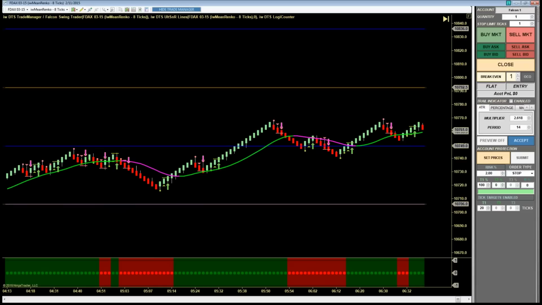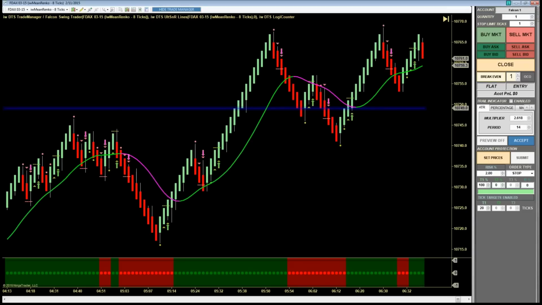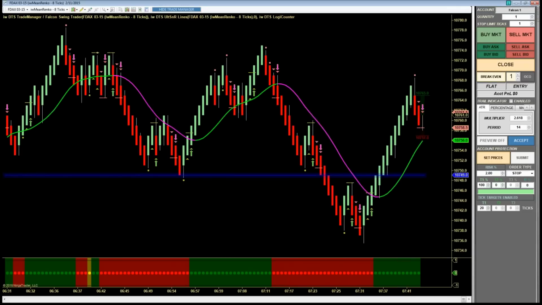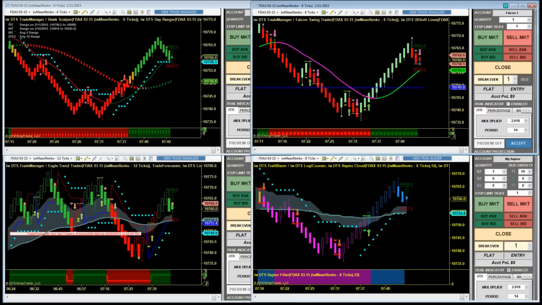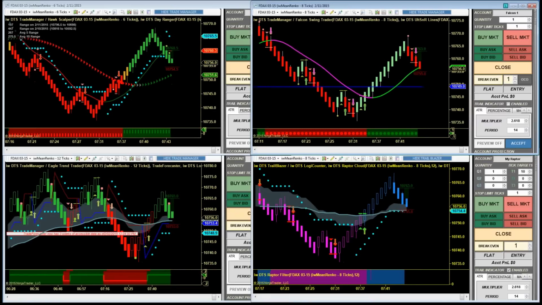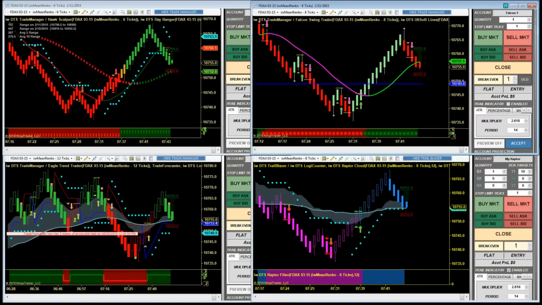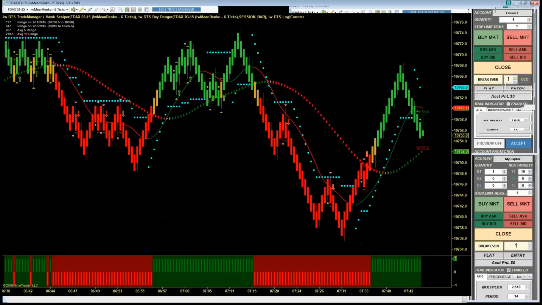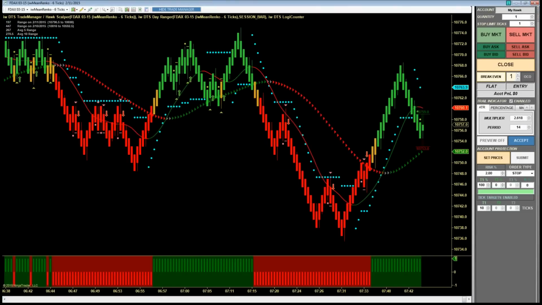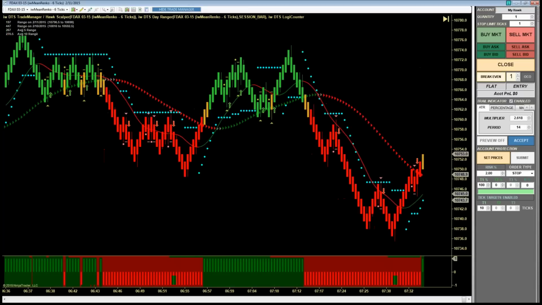Some people like to use these as trade confirmations. So if we get a signal, say to buy, they like to see that it's bouncing off of support. Some people will use them as profit objectives. So if we're bouncing off support, they'll maybe use the median line or the next support or resistance zone as a profit-taking target. And once again, these are add-ons. You can use these on any chart you like, not necessarily a DTS chart.